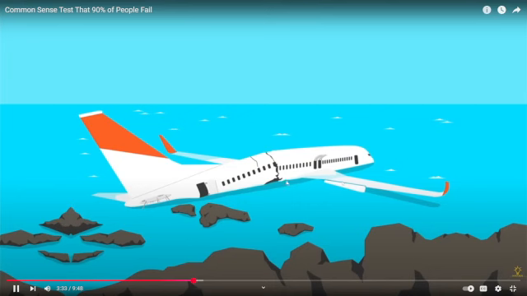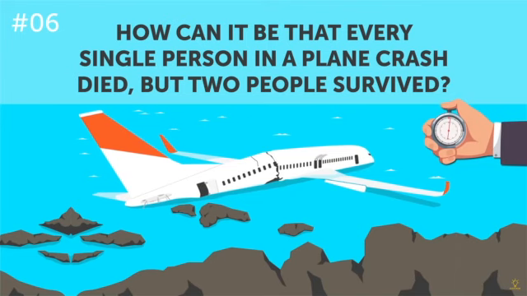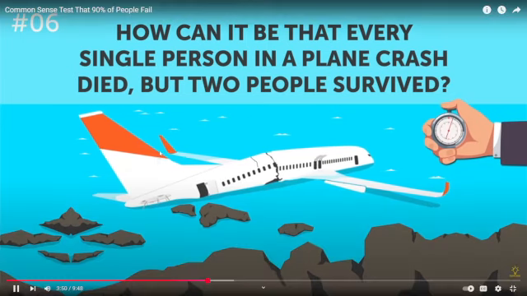6. How can it be that every single person in a plane crash died, but 2 people survived? This is a straight-up paradox, and you have only 10 seconds to explain it.